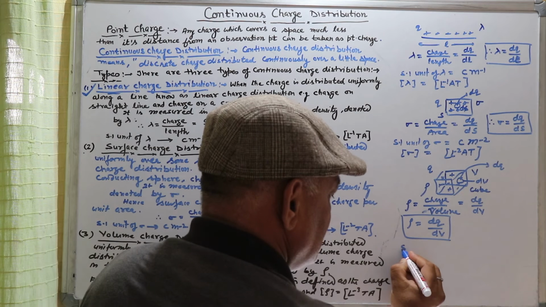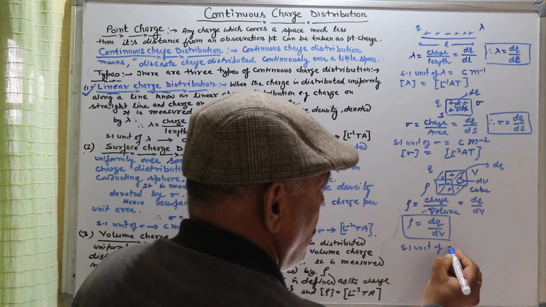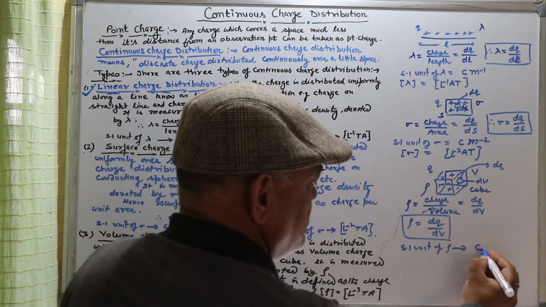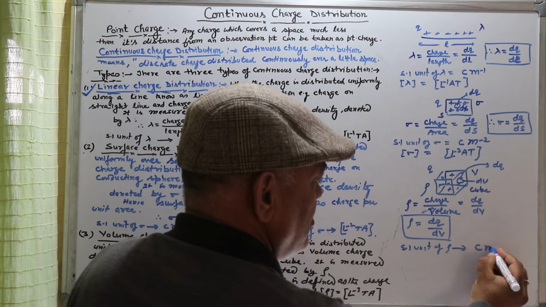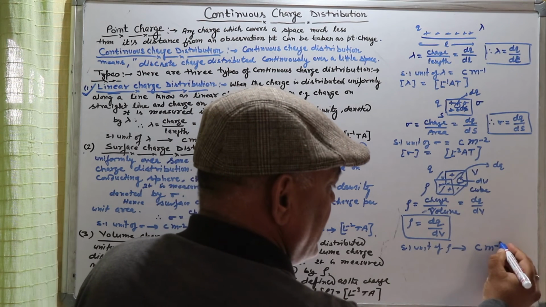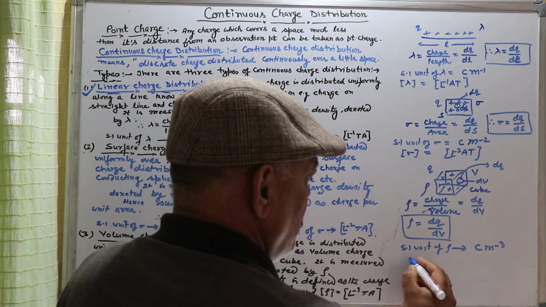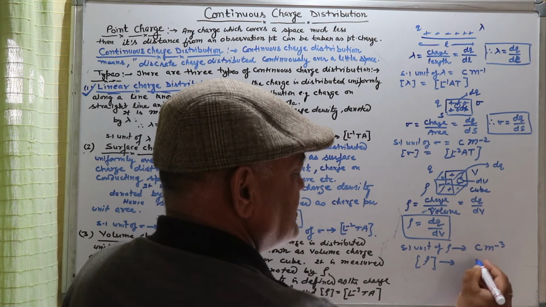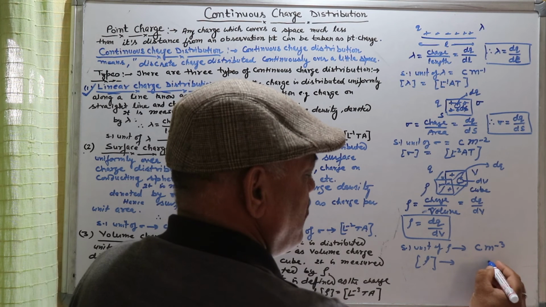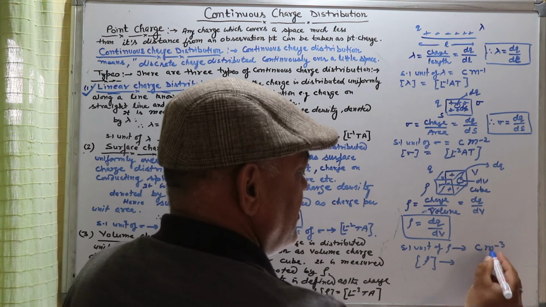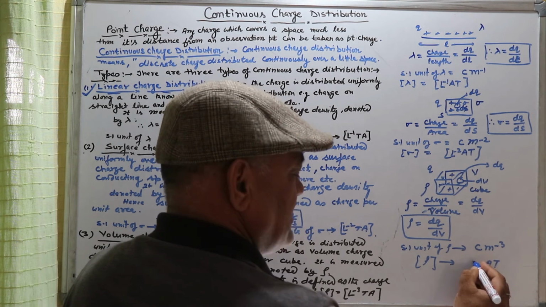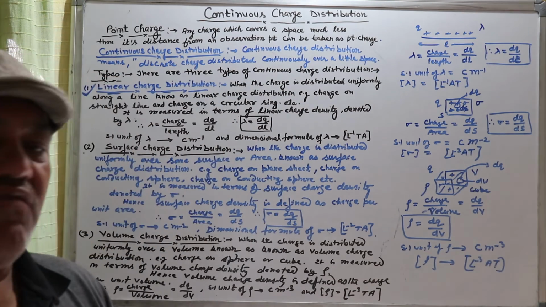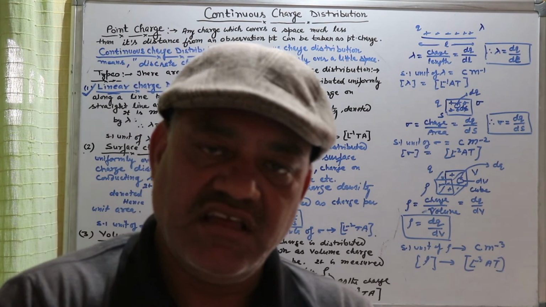Now, what is the SI unit of rho? Again, the SI unit of charge is coulomb, and volume is meter cube, so it becomes coulomb meter inverse cube. Now the dimensional formula of rho: it is again the dimensional formula of charge, that is ampere and time, and for volume, L cube, so L to the power minus 3. So this is the dimensional formula of volume charge density.